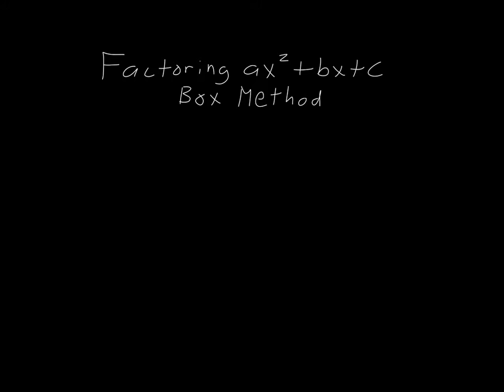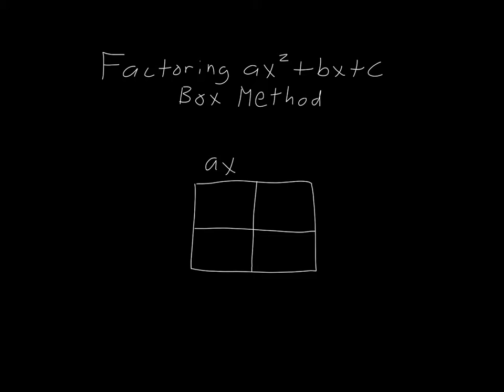Now, normally the box method is a means of multiplying out two binomials. I'm going to make a box right here and show what I mean by that. I'm going to do a very general form though. I'm going to do ax plus b times cx plus d. And then I just multiply by the corresponding boxes.